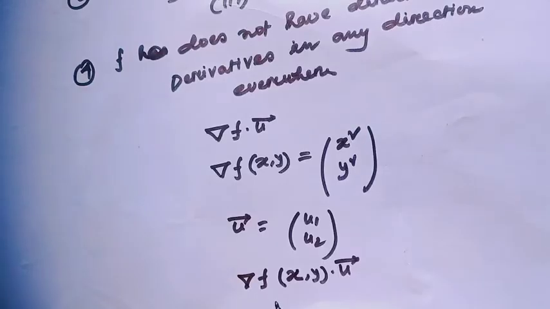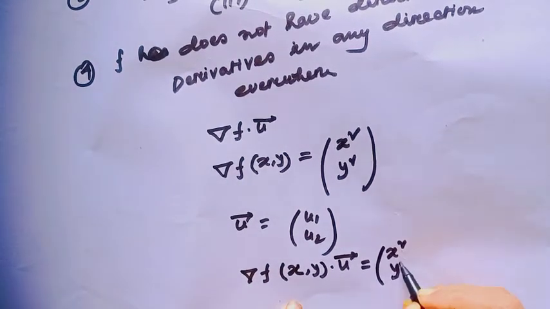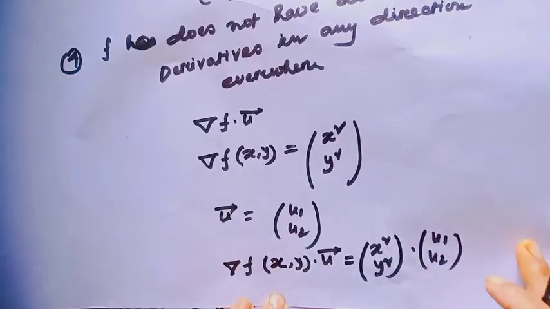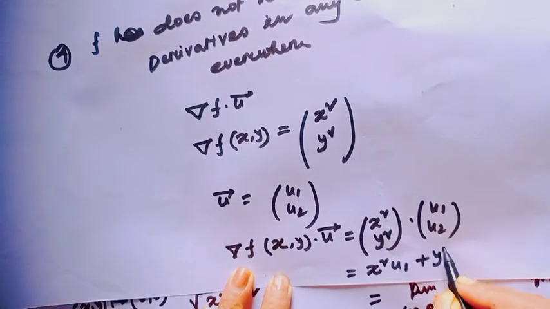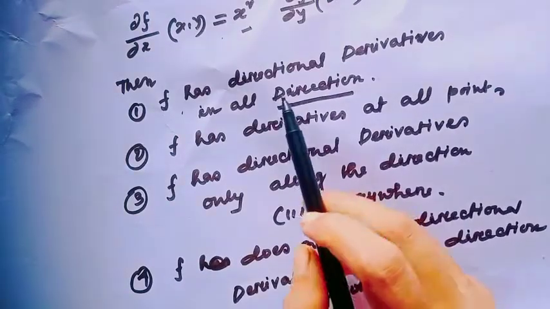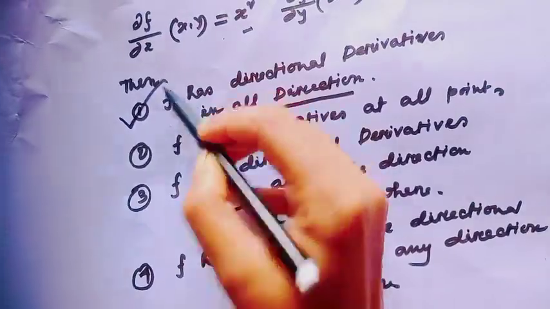Then the formula is, we all know, the gradient of f at the point (x,y) dotted with u. Now put the value: this is equal to (x², y²) dotted with (u1, u2). By this formula, this is equal to x²u1 + y²u2. Therefore, our first option is a right option: f has a directional derivative in all directions.